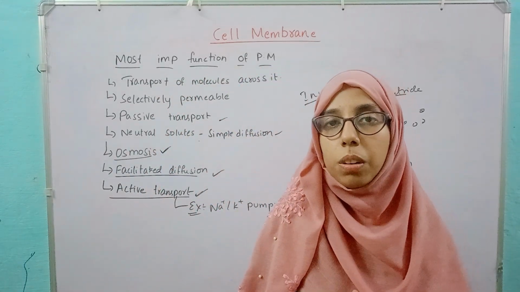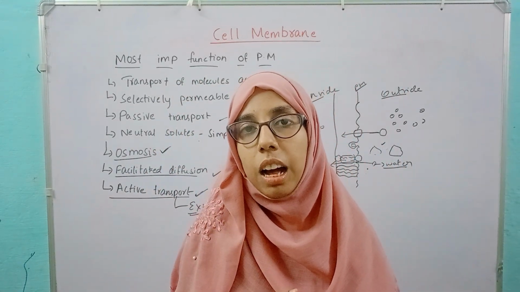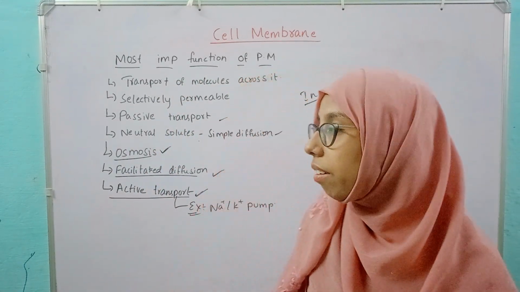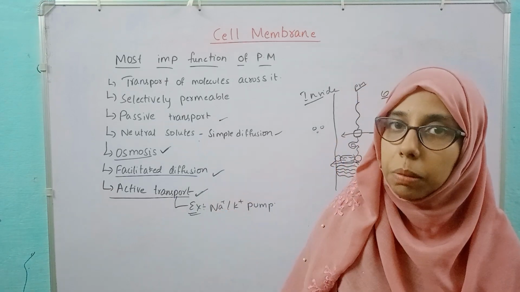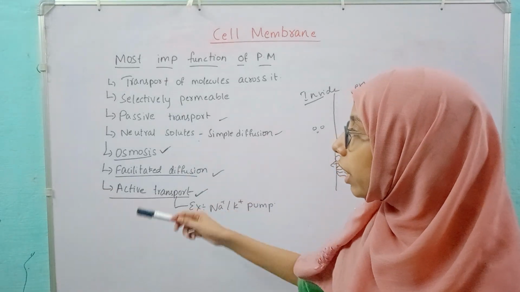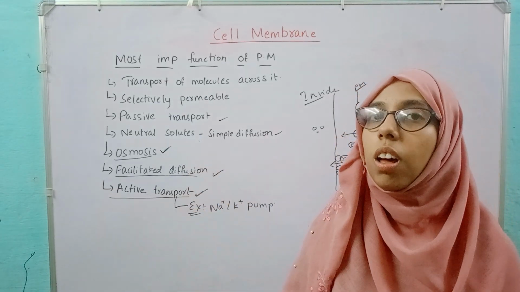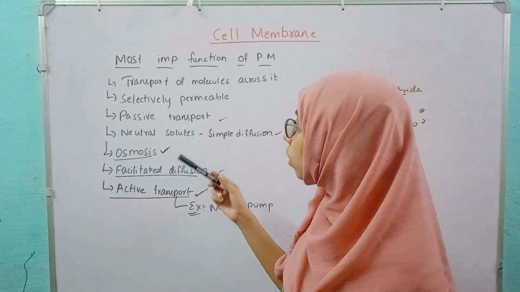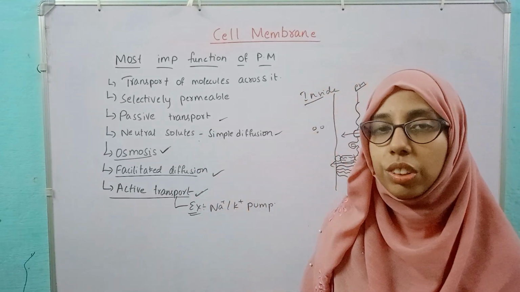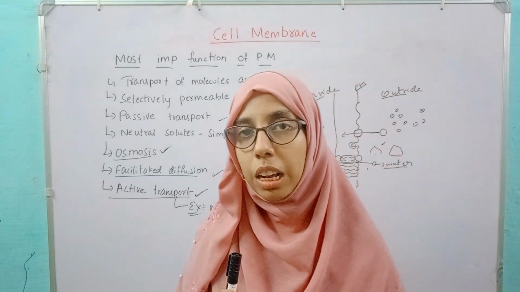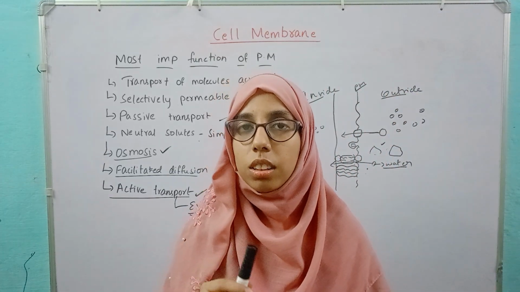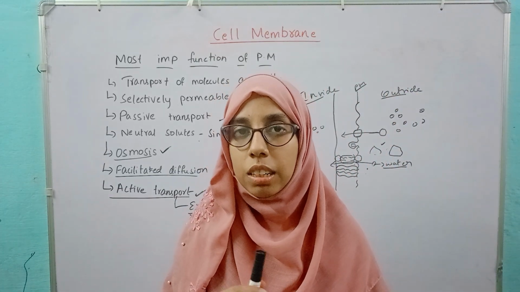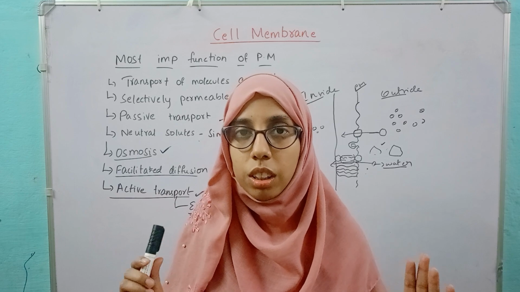So active transport takes place against the concentration gradient. Facilitated diffusion takes place along the concentration gradient. Osmosis also takes place along the concentration gradient. Passive transport also takes place along the concentration gradient. In active transport, the transport of molecules occurs against the concentration gradient.